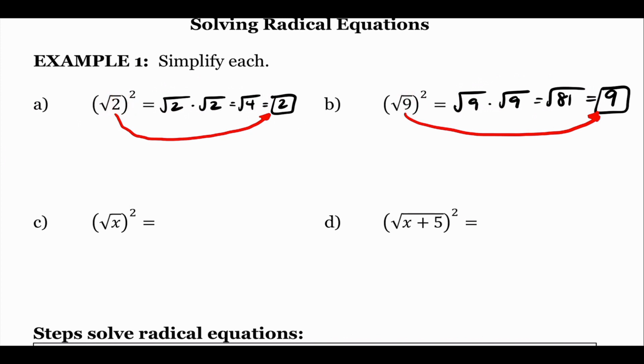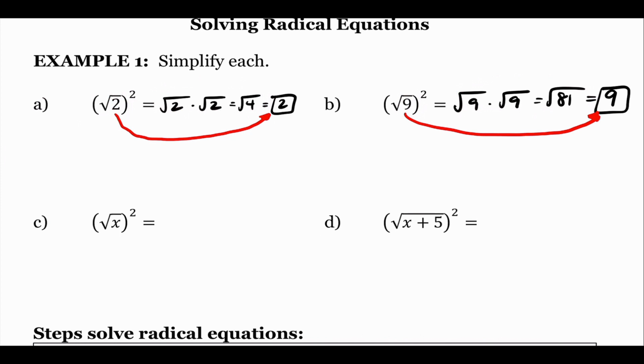The reason that's true is because squaring and square rooting are opposites of each other. They're complete opposites. It's like taking 2 steps forward and then taking 2 steps back. You end up where you started. If I add 10 and then subtract 10, you end up where you started. It's the same thing. They're opposites of each other.